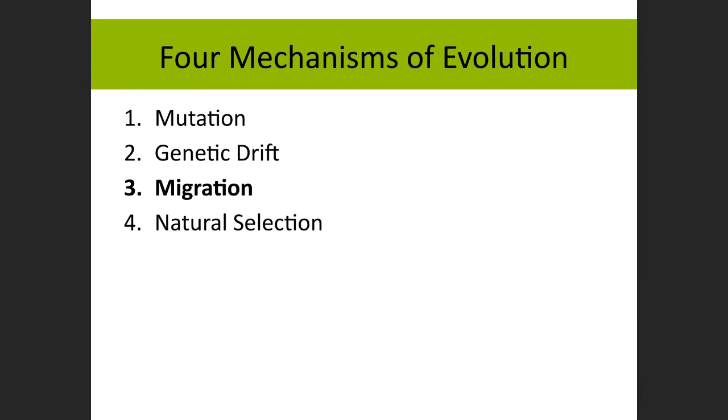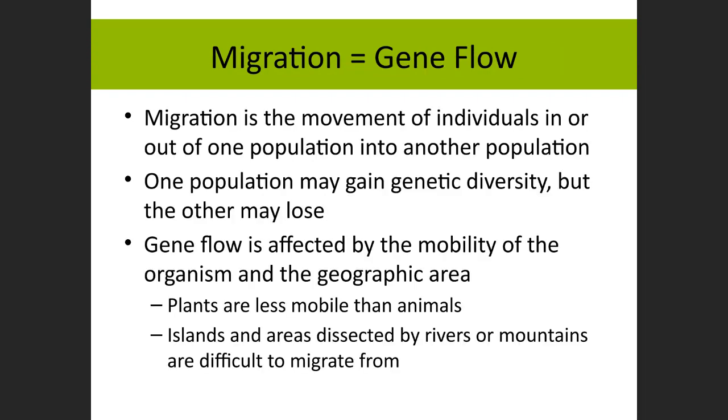Okay, our third mechanism for evolution is migration. And we talked about this with the tigers, right? You can bring more white tigers in, and boom, suddenly your allele frequencies in your population are different. So migration is a great way to get new genes in. This is gene flow. It's just the movement of individuals in or out of a population.